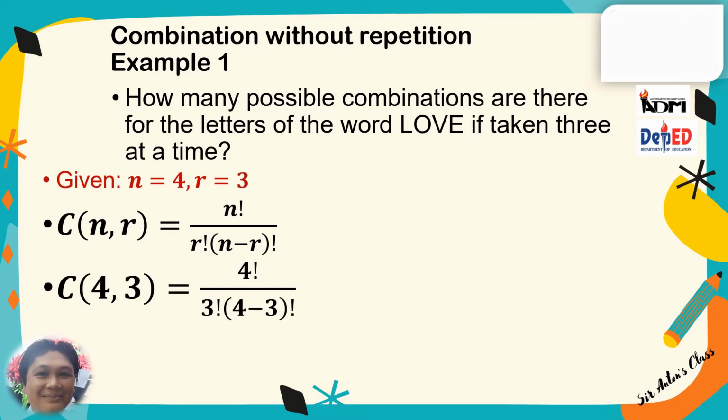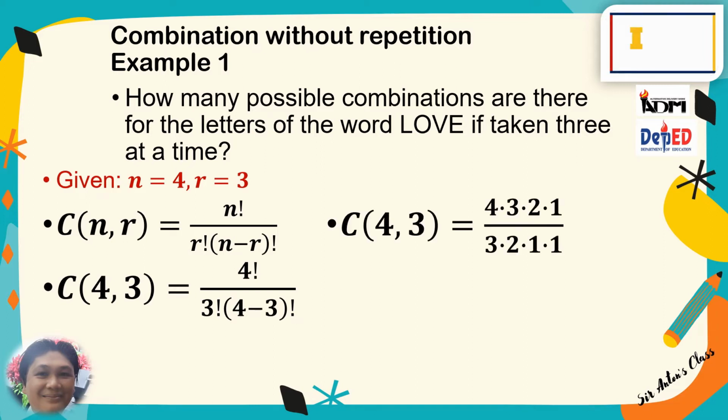So we have the combination of 4 objects taken 3 at a time is equal to our dividend 4 factorial, our divisor 3 factorial times the quantity of 4 minus 3 factorial. Then we can simplify. 4 factorial is 4 times 3 times 2 times 1. 3 factorial is 3 times 2 times 1. 4 minus 3 is 1. Then we'll just have 1 there.